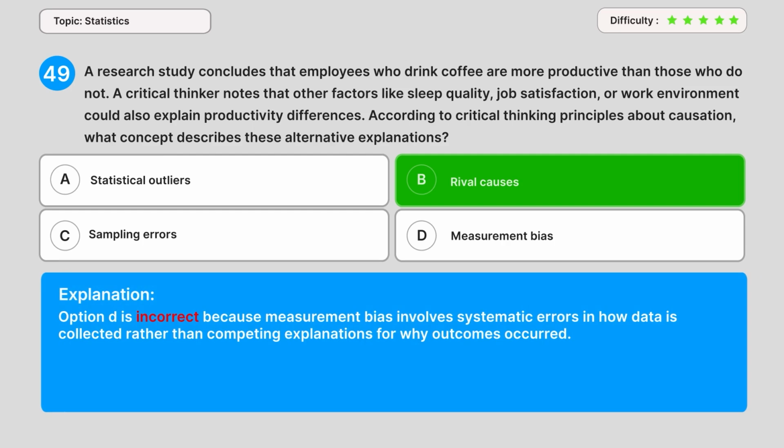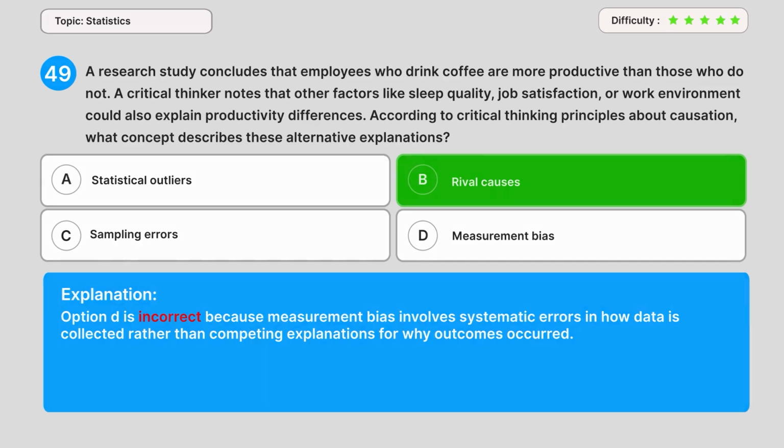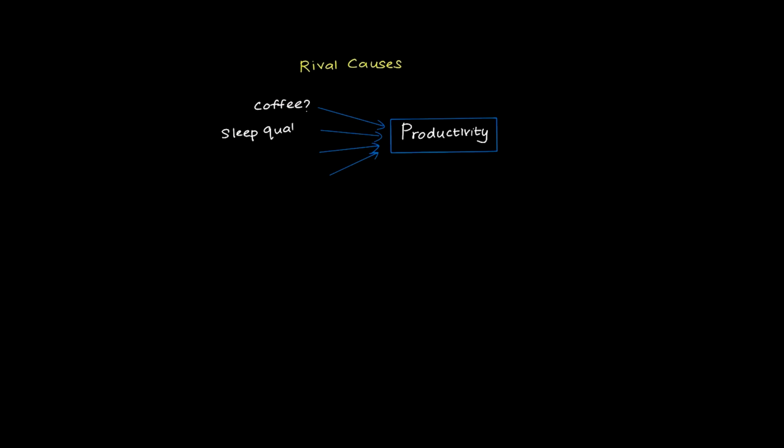Option D is incorrect because measurement bias involves systematic errors in how data is collected rather than competing explanations for why outcomes occurred. A research study concludes that coffee drinking employees are more productive than non-coffee drinkers. But wait, a critical thinker notes that other factors like sleep quality, job satisfaction, or work environment could also explain the productivity differences. What concept describes these alternative explanations? Rival causes. These are plausible alternative explanations for why an outcome happened. Their existence should make you pause before accepting the stated cause.